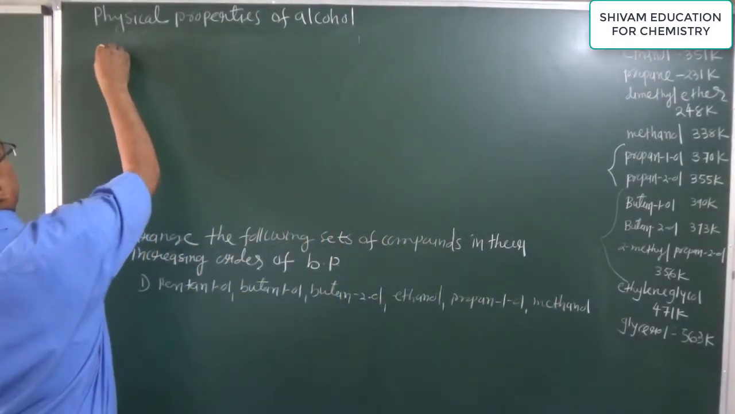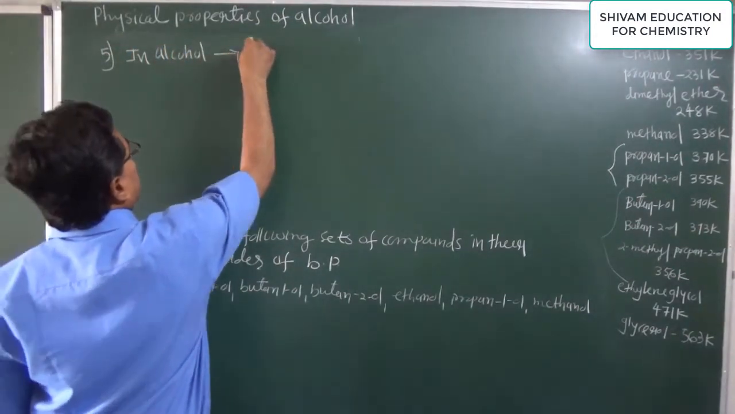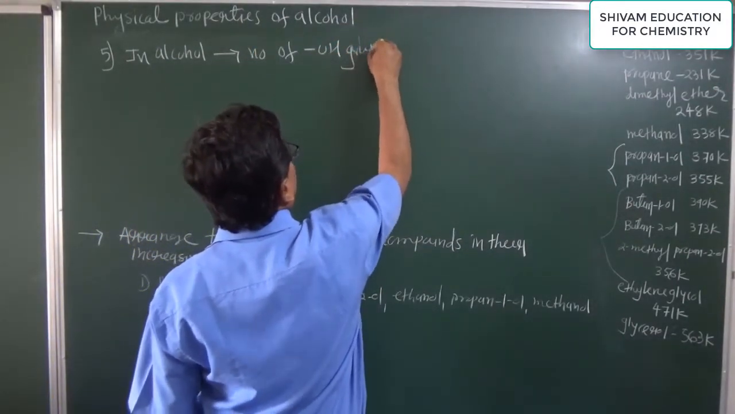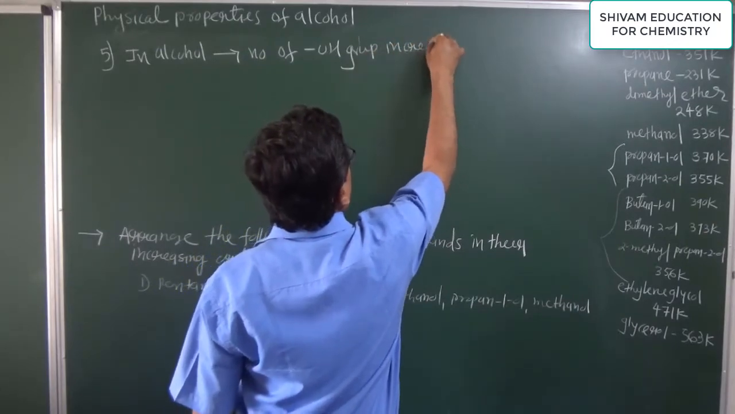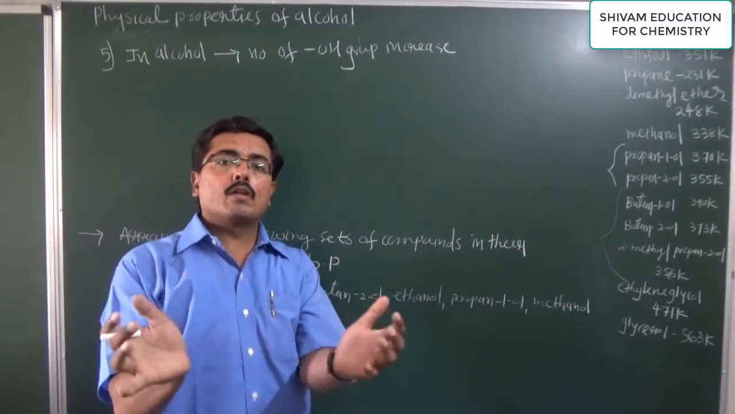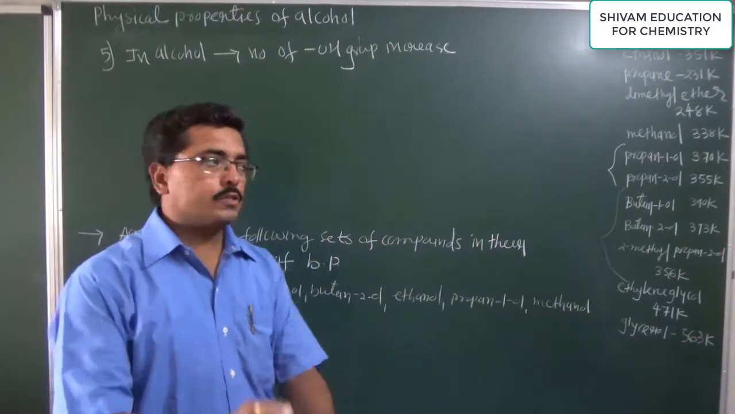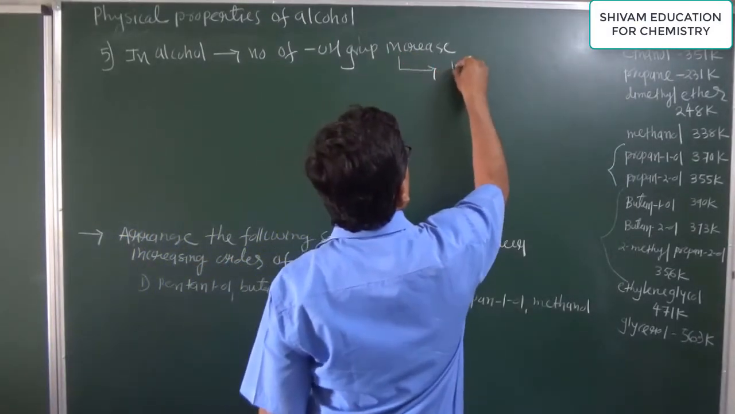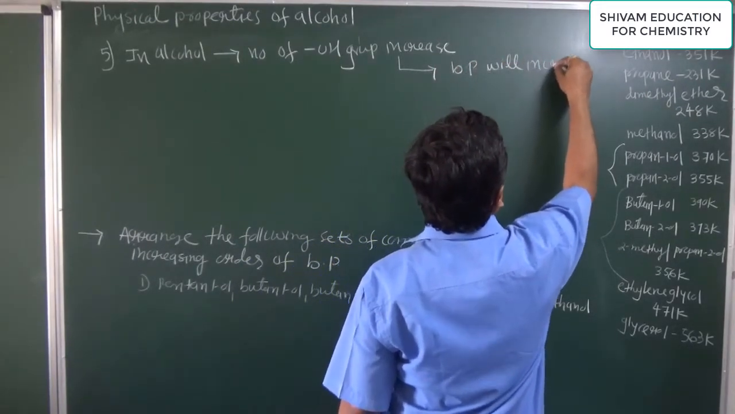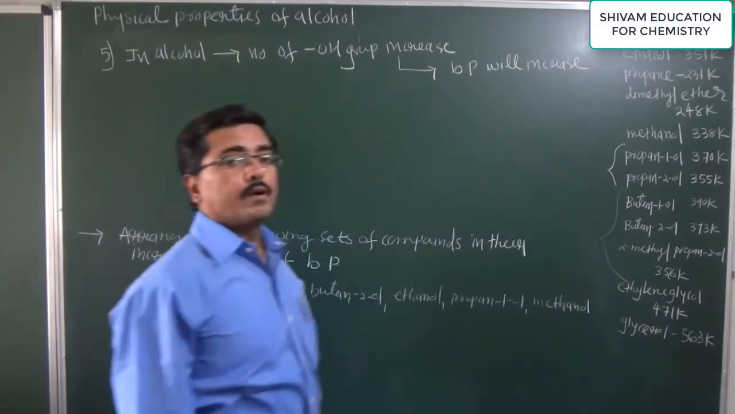Fifth property. In case of alcohol, as the number of OH groups increases, means hydroxyl group increases, then the number of hydrogen bonds will increase, means intermolecular force of attraction will increase, and as a result boiling point will also increase. So in alcohol, as the number of hydroxyl groups increases, their boiling point will increase.